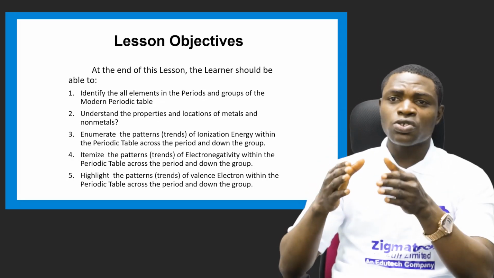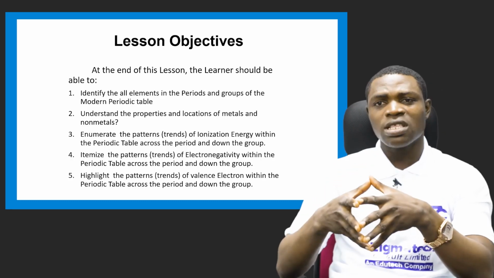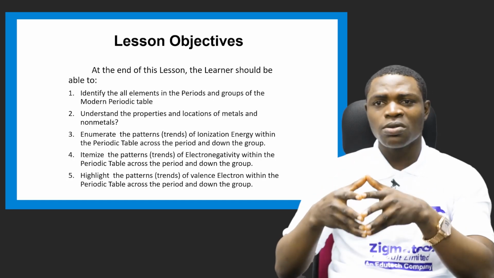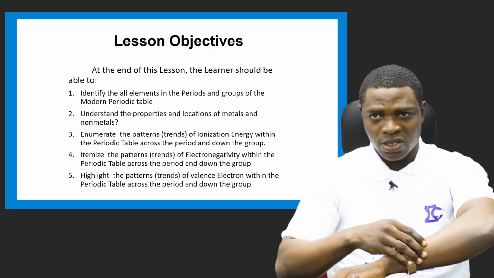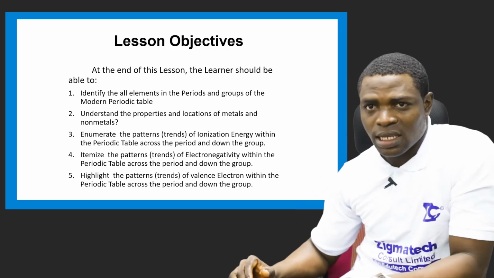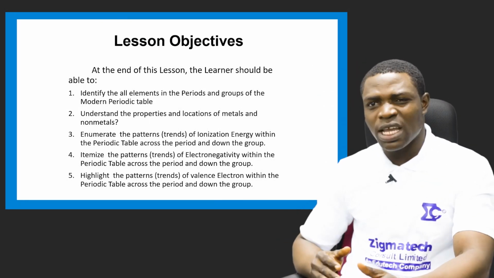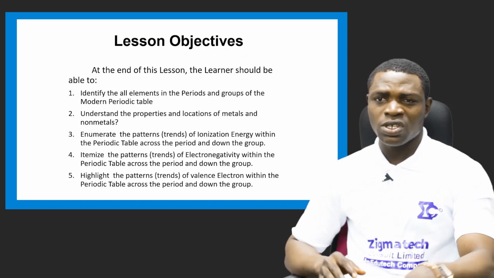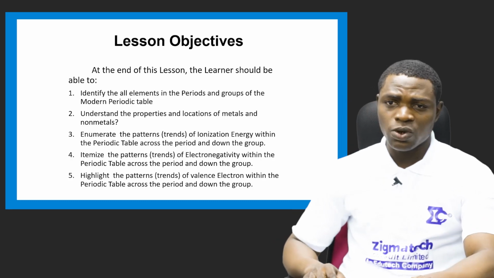So if you go through this lesson to the end, you are going to be able, at the end of this lesson, to identify all the elements in the periods and the groups of the modern periodic table. Number two, you're going to understand the properties and locations of metals and non-metals in the periodic table. Number three, you're going to be able to enumerate the pattern, the trend of ionization energy within the periodic table, both across the period and down the group.